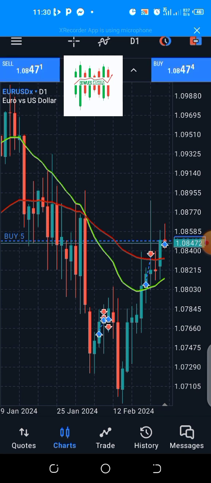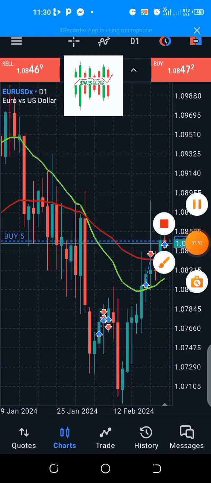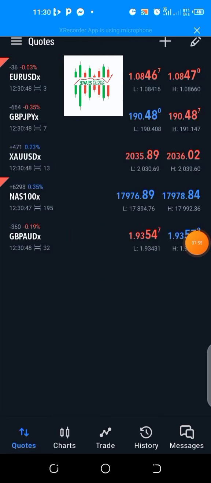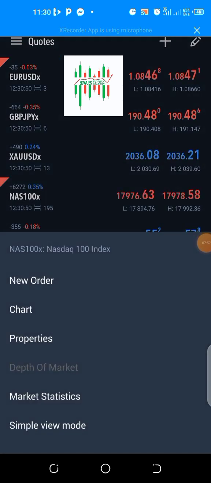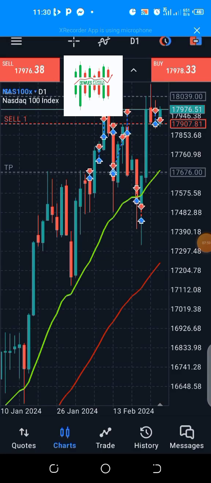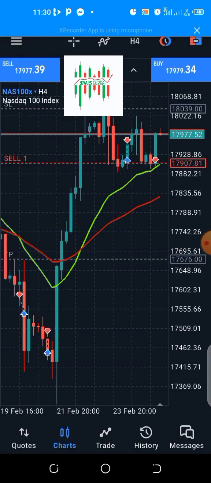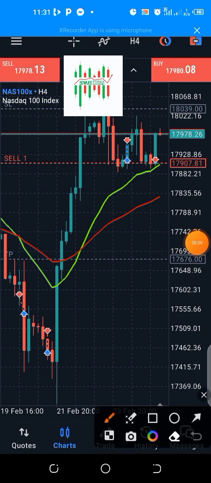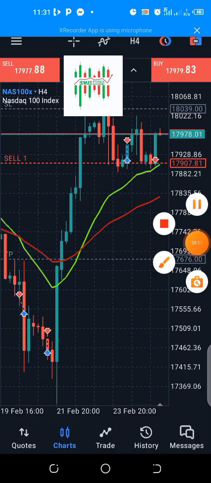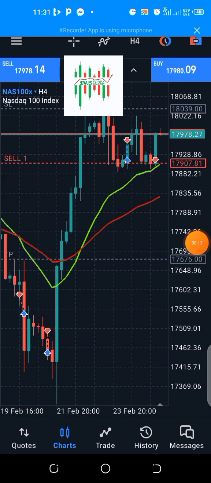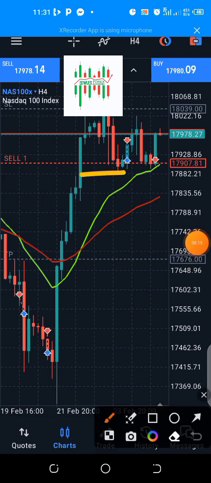If it is a sell, okay, let's go for a sell. A sell on Nasdaq. Now this is Nasdaq. Looking at this chart, you can see here is a support, right? Here is a support. Come in. Here is the support.